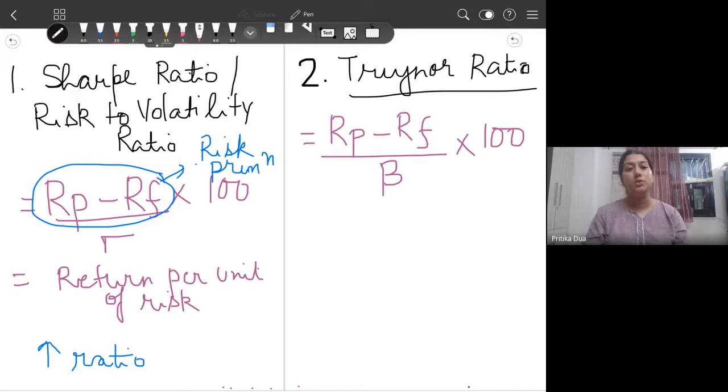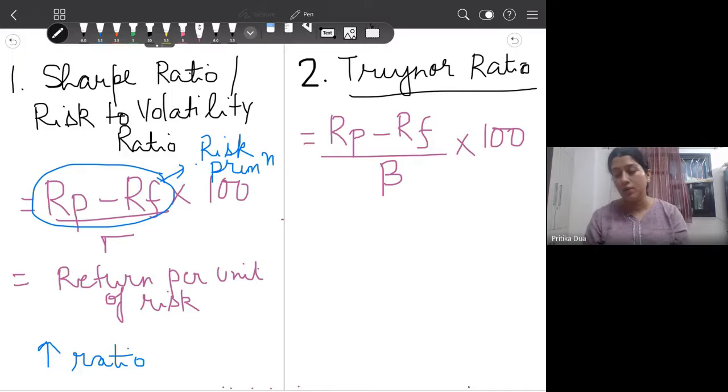Now these ratios, Sharpe and Treynor ratio, are not only used in ranking the portfolios or ranking the alternate mutual fund schemes which you have narrowed down on. You can also compare your mutual fund performance with the market index. So you can see whether your mutual fund in terms of return has outperformed the market or underperformed the market.